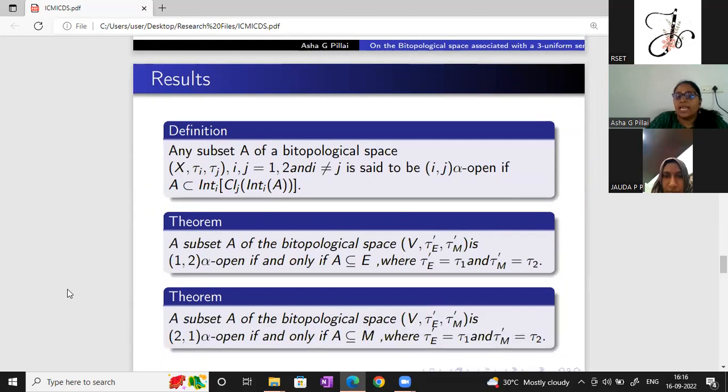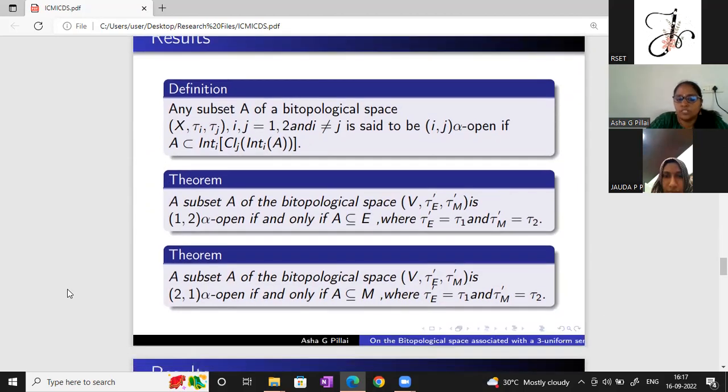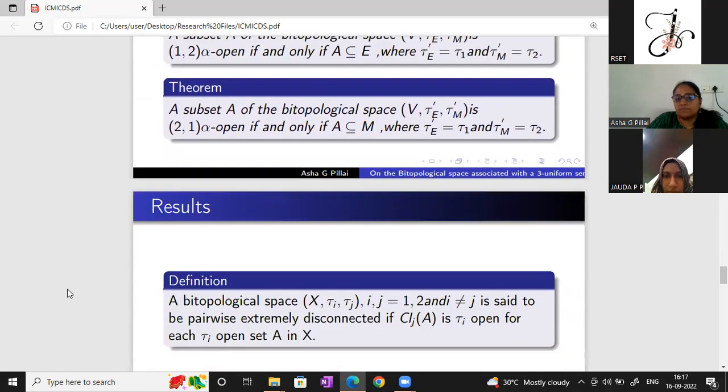Third one: any subset A of the bitopological space (X, τI, τJ) is said to be IJ alpha open if A is a subset of the interior with respect to τI of the closure with respect to τJ of the interior with respect to τI of A. Here also we can prove that a subset A of the bitopological space (V, τE', τM') is 1,2 alpha open if and only if A is a subset of E, and 2,1 alpha open if and only if A is a subset of M.